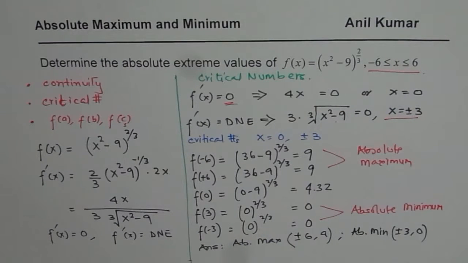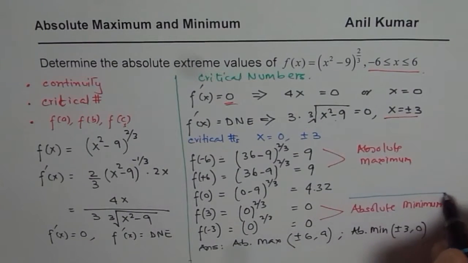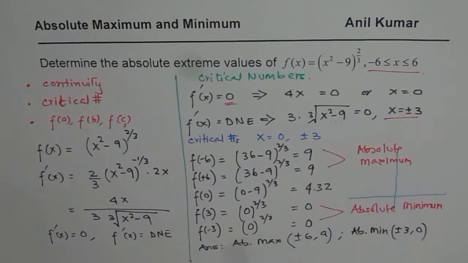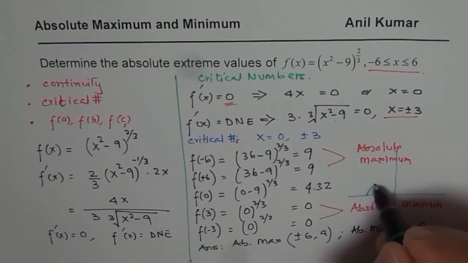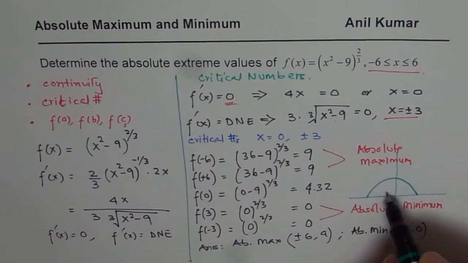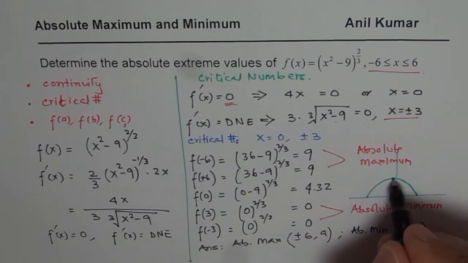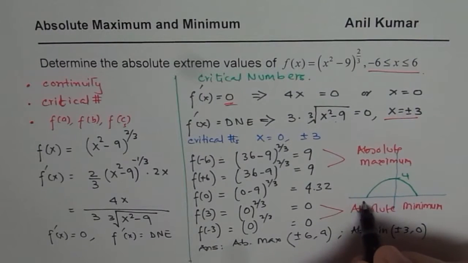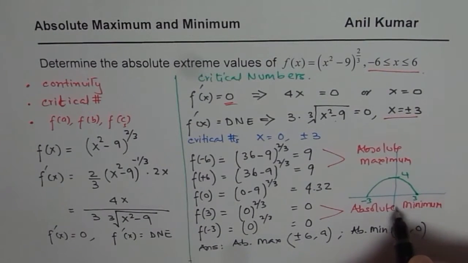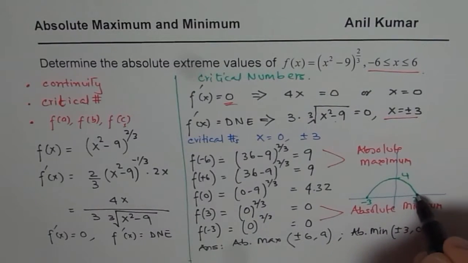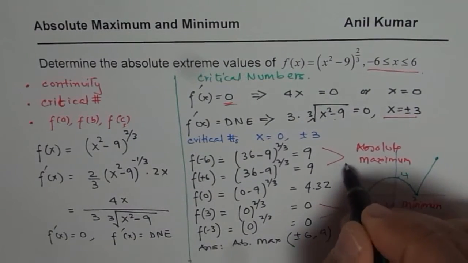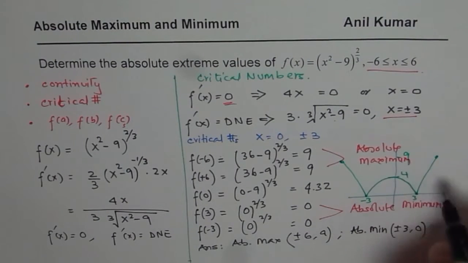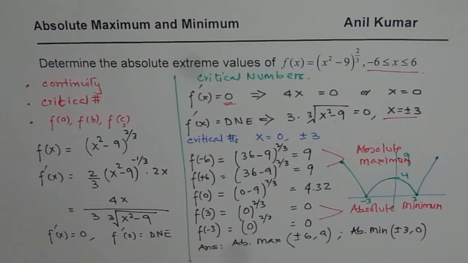Some of you can sketch this graph. It is a very interesting graph. You can see it has even symmetry, and the graph will look kind of like this. You know the value at 0, f of 0 is 4, so this value is 4 for us. At minus 3 and plus 3 we get zeros, and at plus minus 6 it is 9, so those are the values. That is how the graph is going to look. It has even symmetry. It's a very interesting graph which you should work on. Thank you and all the best.